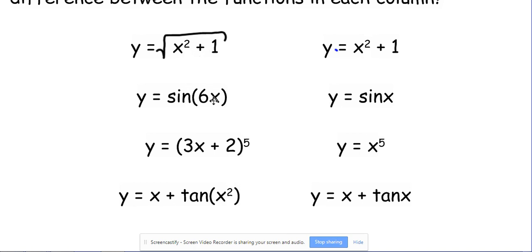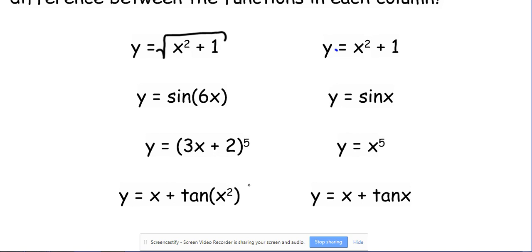Same thing here. Sine of x, we can take the derivative, it's cosine, but we haven't had a different angle other than just plain x in there yet. So that's a composite. We plugged 6x into the sine of x. Here, with this one, x to the fifth, no problem. Power rule. This one, not so much, because we have this linear expression raised to the fifth power. That's a composition. We plugged 3x plus 2 in for x in x to the fifth.